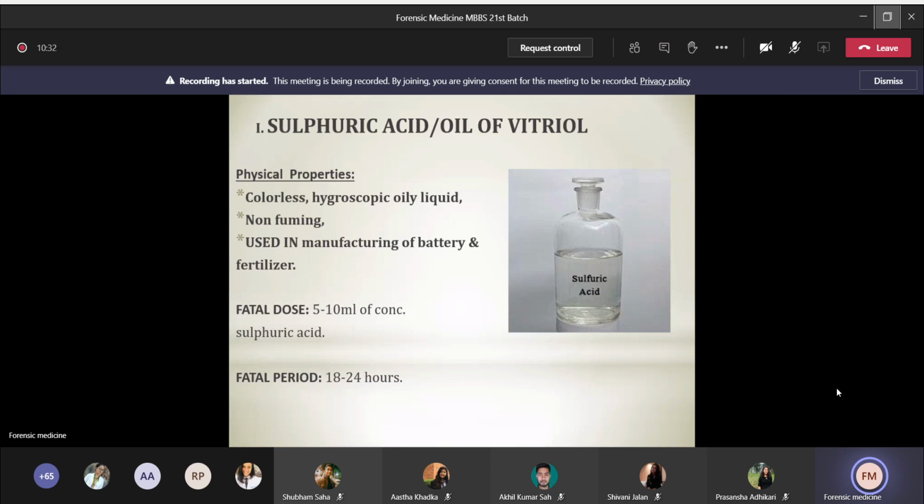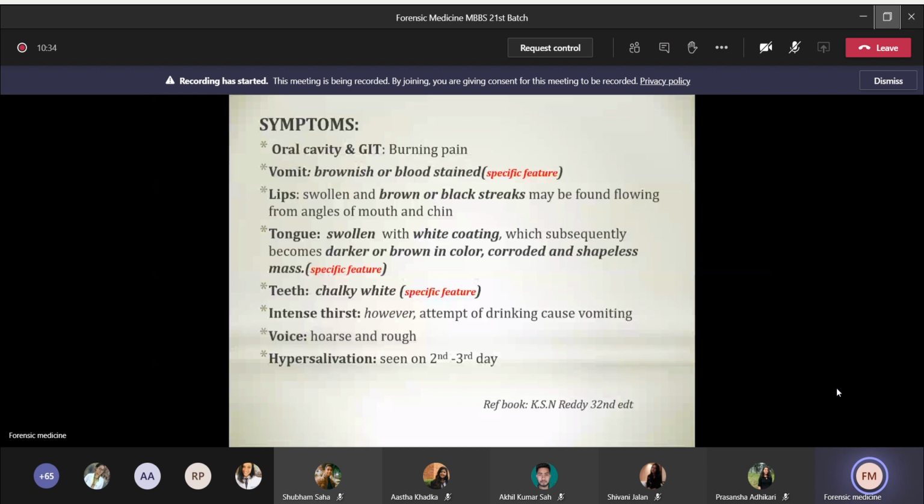Symptoms that are seen in case of sulfuric acid poisoning. So the first one is there is presence of burning pain in the oral cavity and gastrointestinal tract. Okay, and the second one is vomiting. In color. Okay, and the next one, lip appears swollen and brown or black streak may be seen from the angle of the mouth or on the chin area.